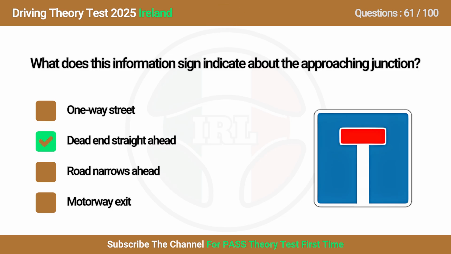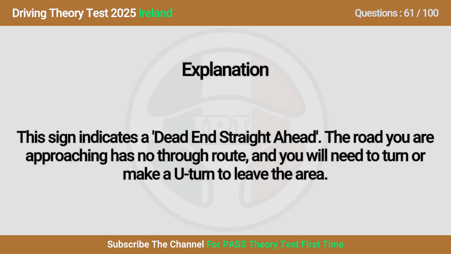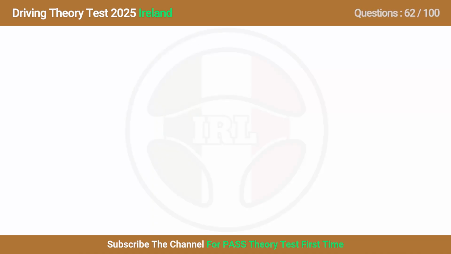Answer is B. Dead end straight ahead. This sign indicates a dead end straight ahead. The road you are approaching has no through route, and you will need to turn or make a U-turn to leave the area.